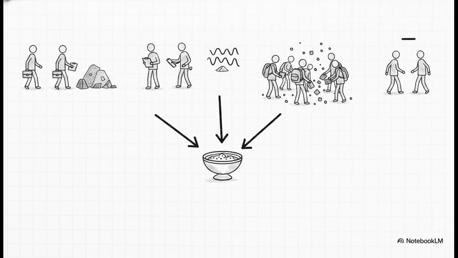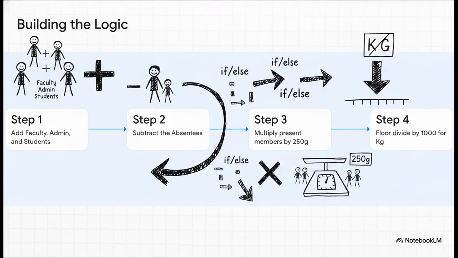First things first, let's establish our raw materials, our variables. We've got 12 faculty members, 4 admin staff, and 100 students. But we also know we have 15 absentees. And finally, we're setting the fixed portion size at 250 grams of rabri per person. Now watch how smoothly this logic builds step by step.